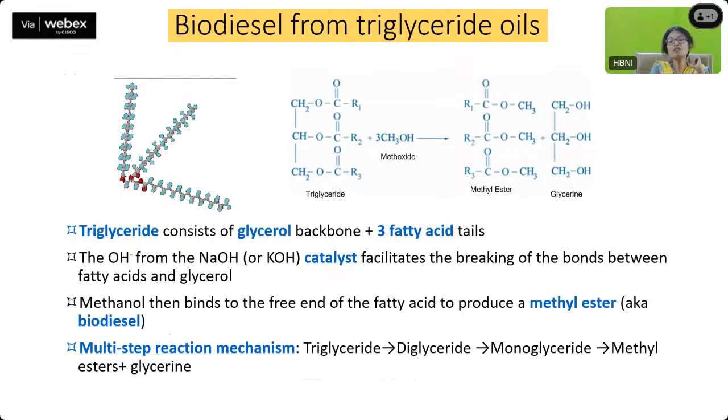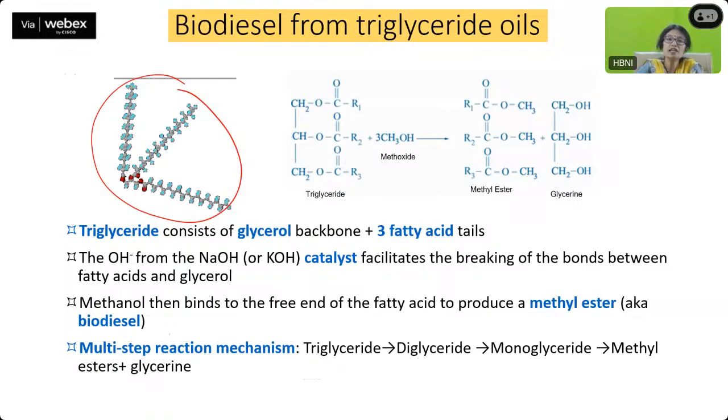Now, how do you get biodiesel from triglyceride oils? Triglycerides consist of a glycerol backbone and three fatty acid tails, as you can see here, given pictorially. Now you have a catalyst, which is sodium hydroxide or potassium hydroxide, and they facilitate the breaking of the bonds between the fatty acids and the glycerol.